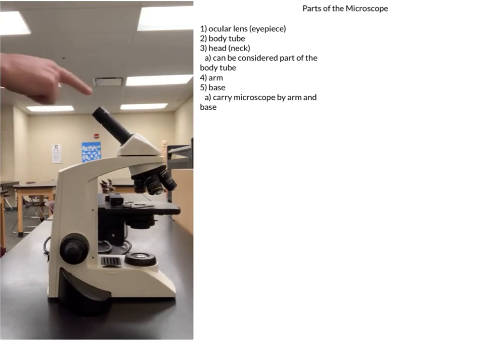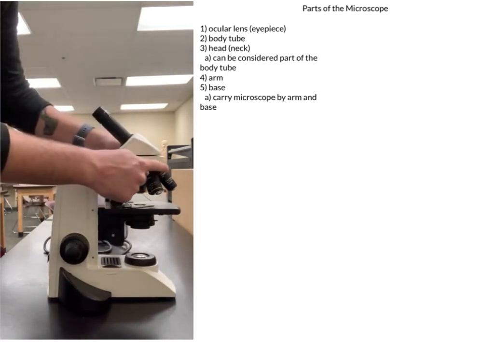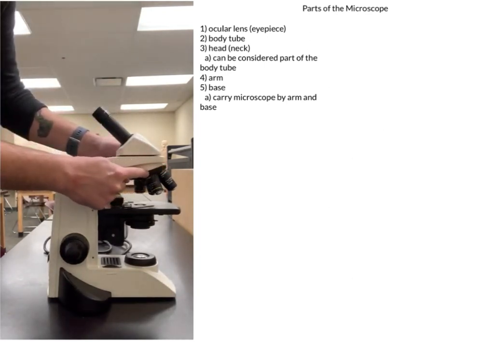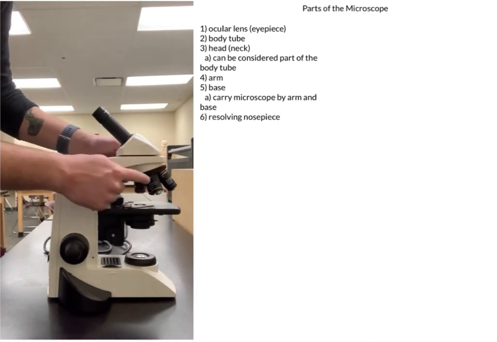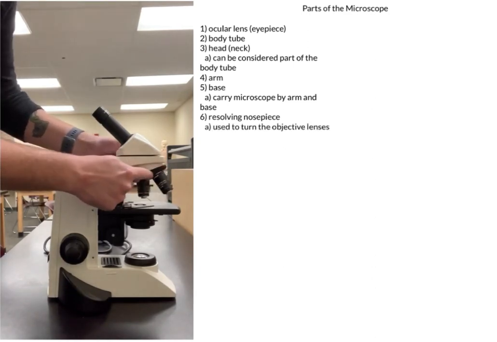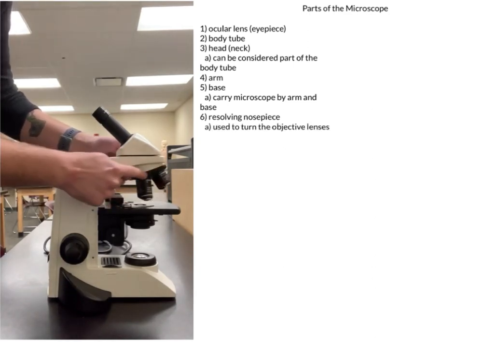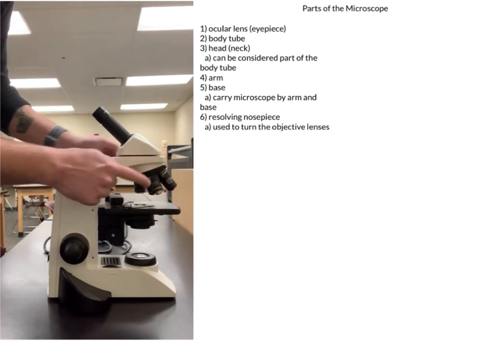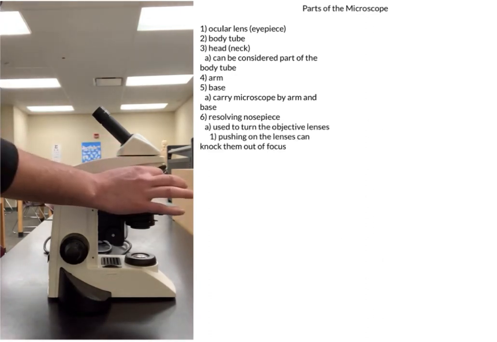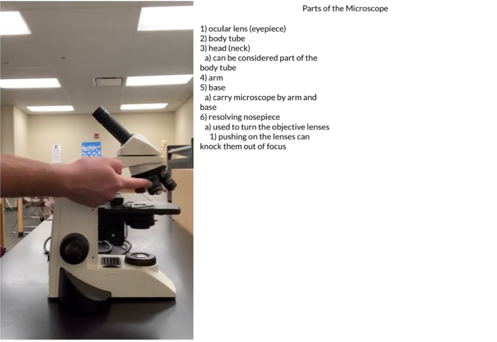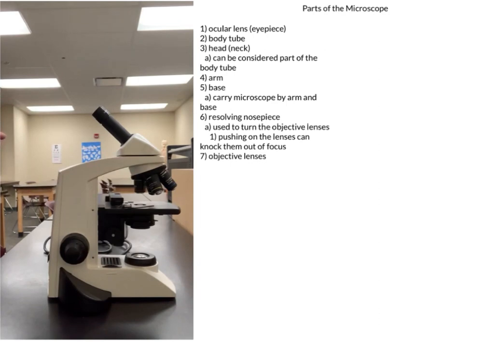All right, moving down through our microscope, we have this black part right here, which is what we call the resolving nose piece. And the resolving nose piece is used to move our objective lenses. The reason why we want to use the resolving nose piece is that if we push on our objective lenses quite a bit, we can actually knock them out of focus. Let's just go ahead and cover the 4 objective lenses that we have real quick.